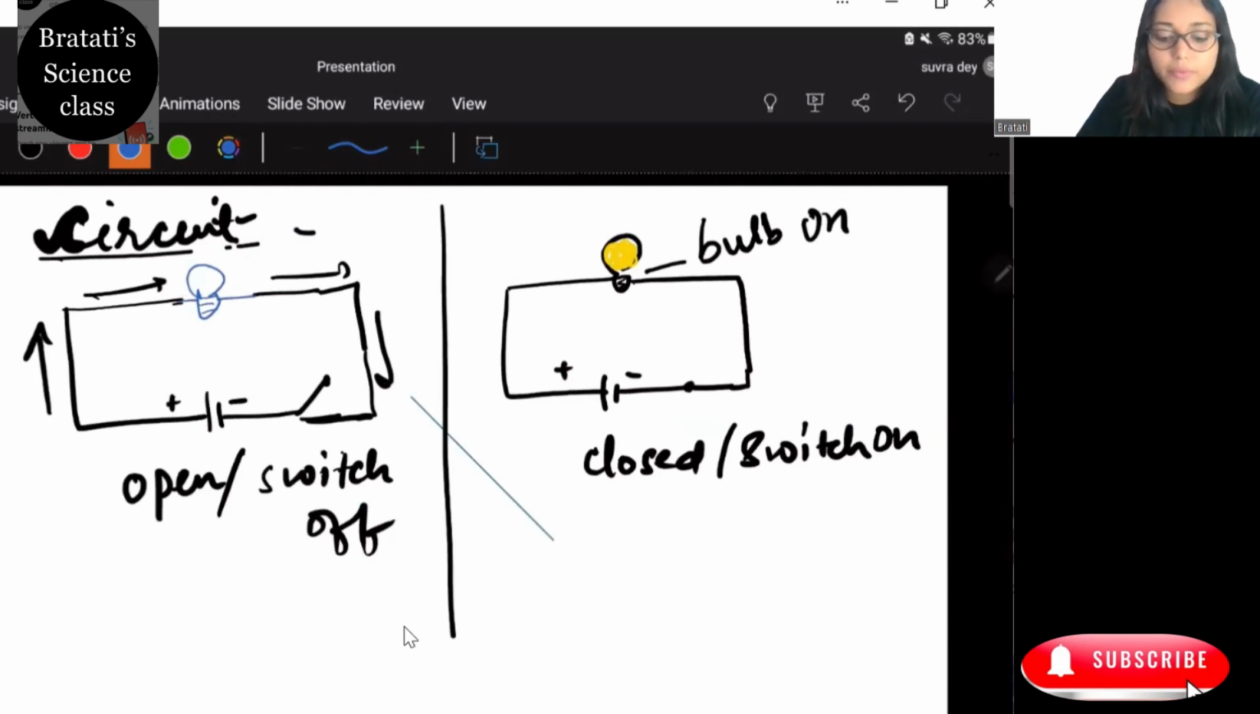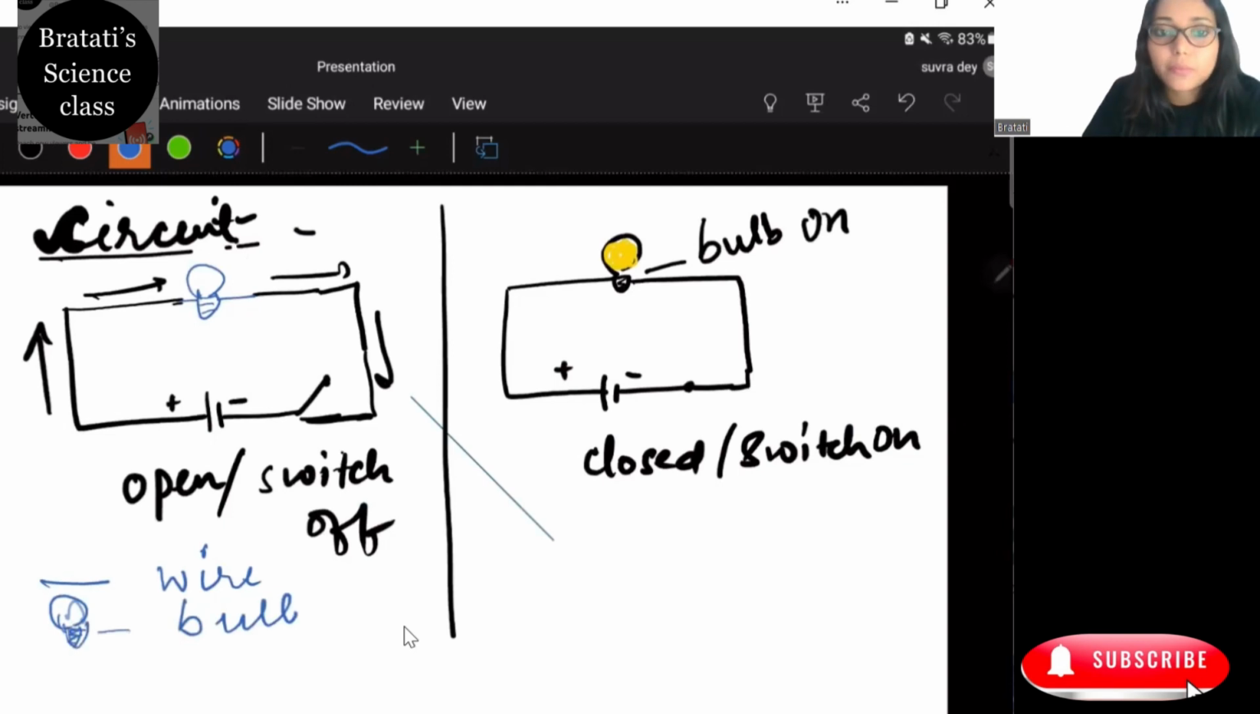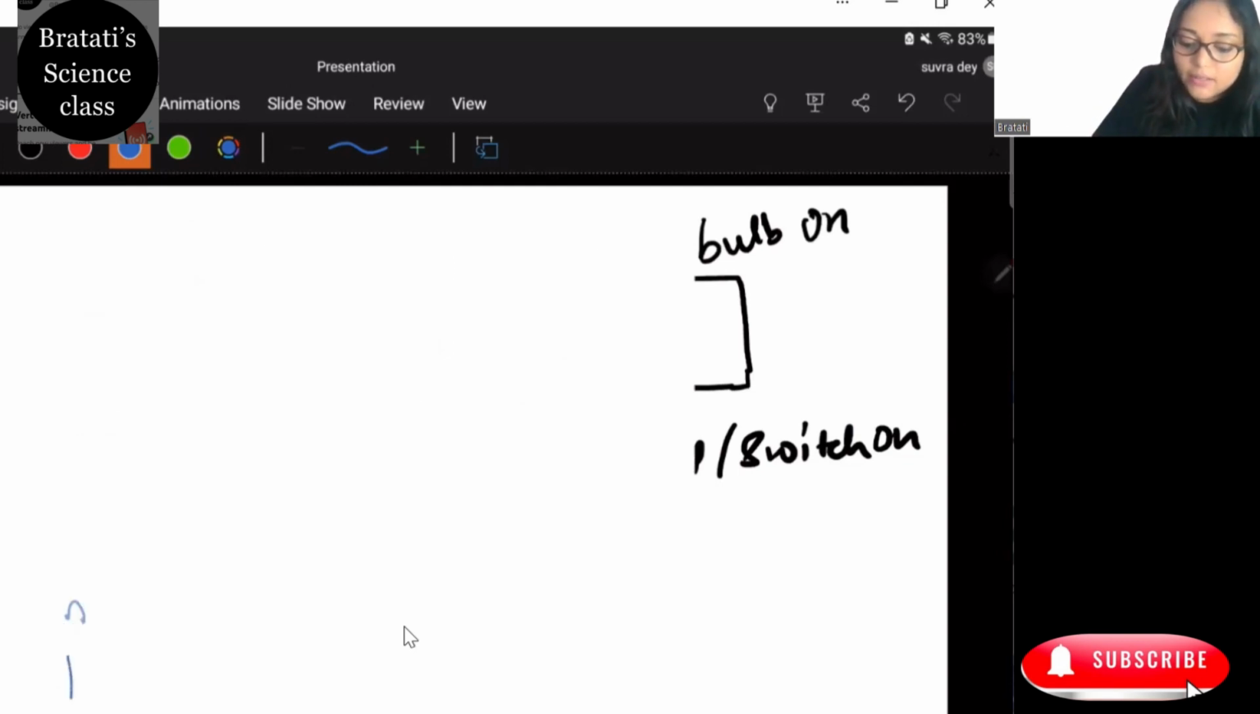In that circuit, before it, we should know what a circuit is and what symbols are used here. Whenever there is a straight line, we call it a wire. Next, this is our bulb. We need a battery, a cell. This is our cell.